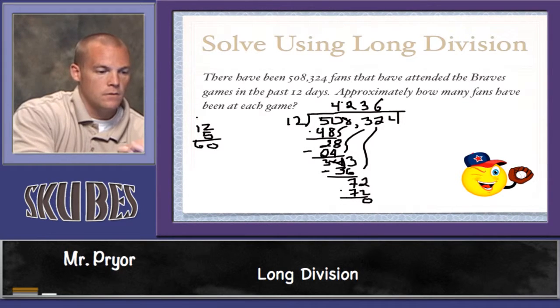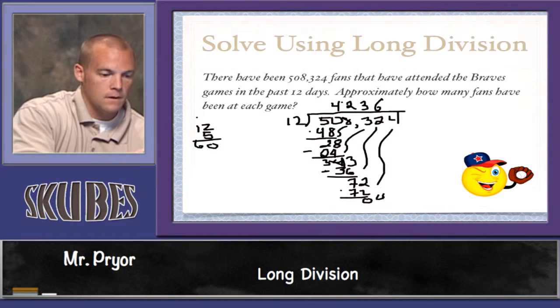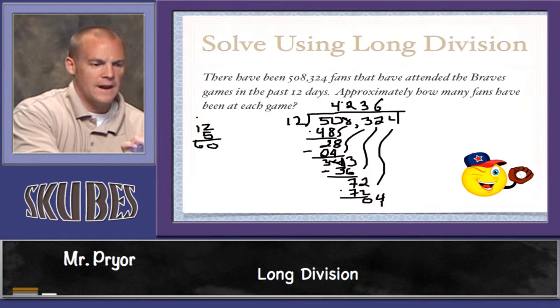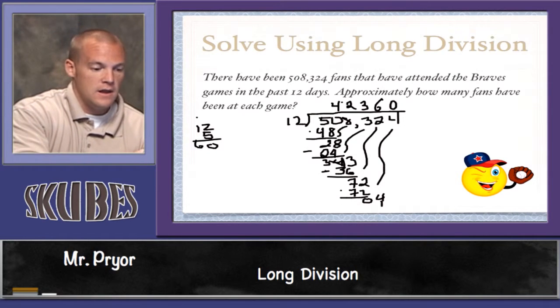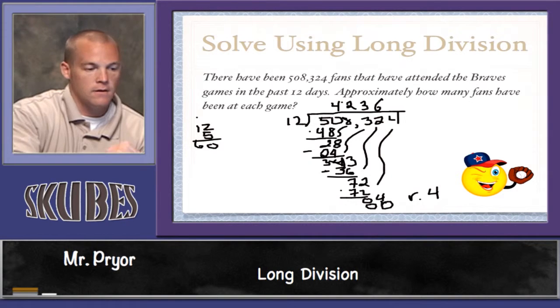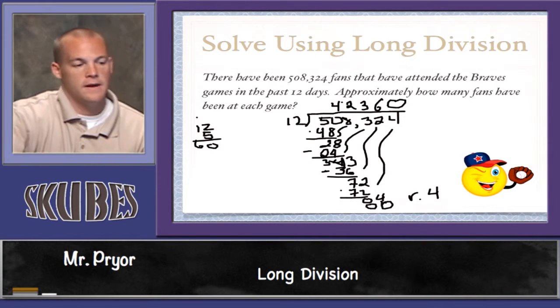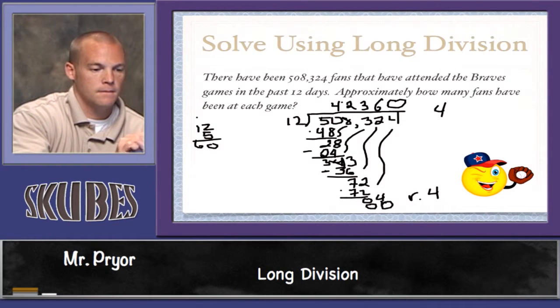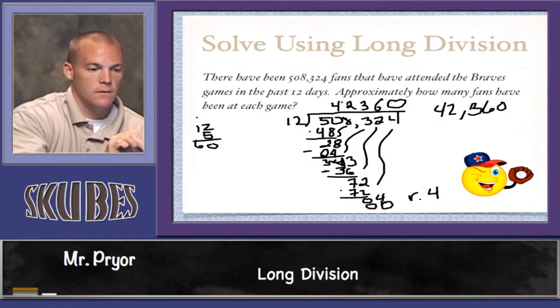We get 0. We bring down a 4. Well, again, 12 can't go into 4, but we can't just not do anything about it. We have to hold that place with a 0. 12 doesn't go into 4, or it goes into 4 0 times, so hold the place with a 0, and then we'll multiply that out. Or excuse me, that's going to be 0, sorry. And then we subtract. And when you subtract 4 minus 0, you get your remainder of 4. Sorry, put that 0 back in, it came off. So you end up with an answer of 42,360 with the remainder of 4.